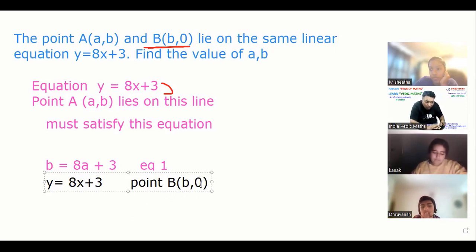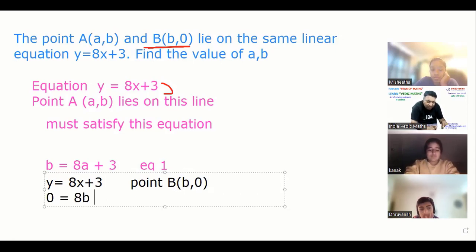So point B means this point is satisfying this equation. So what are you going to put x equal to here? B, and y equal to 0. Correct, Vinod? So put y equal to 0, and 8 into x, where x is B. What I'm trying to say, guys, is that a point lying on the line means it satisfies the equation. Satisfy the equation means just plug in x and y, nothing else. So instead of x, he's putting B, and instead of y, he's putting 0. That is what he's doing. So it becomes 0 equal to 8b plus 3.